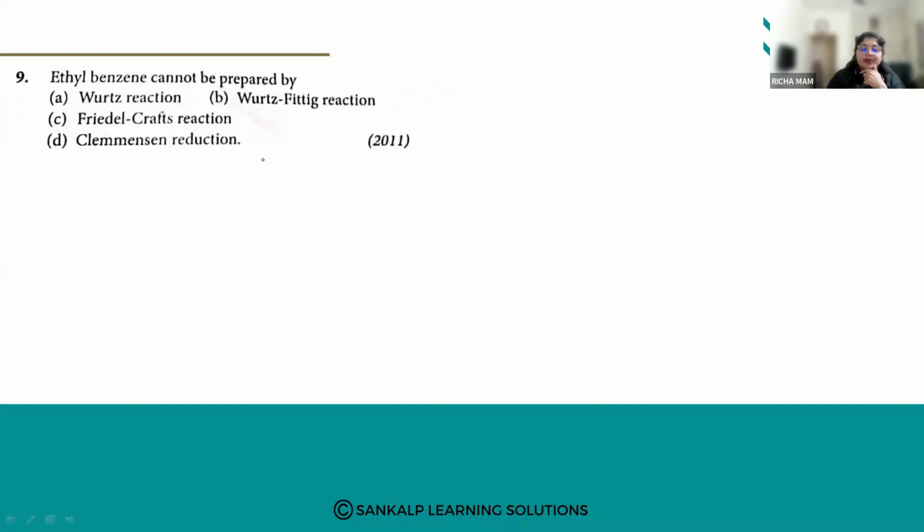Ethyl benzene cannot be prepared by which of these? A. Wurtz reaction, B. Wurtz-Fittig reaction, C. Friedel-Crafts reaction, and D. Clemmensen reduction.